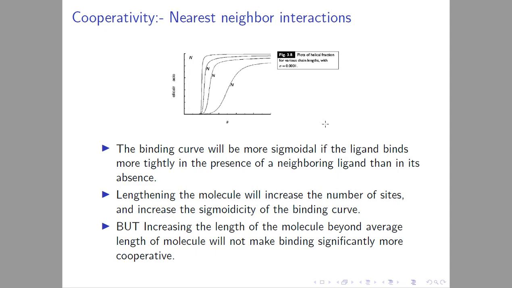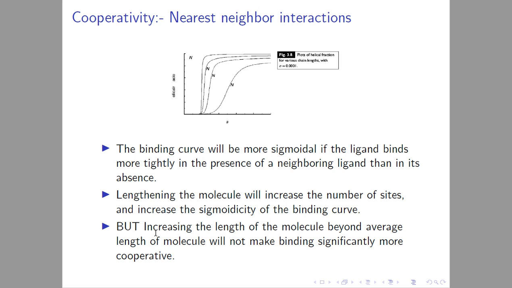The binding curve will be more sigmoidal if the ligand binds more tightly in the presence of the neighbor ligand than in its absence. Here we can see that if we have the neighbor, then the sigmoidity will be much steeper. Lengthening the molecule will increase the number of sites and increase the sigmoidicity of the binding curve. So it's easier to bind to the next neighbor.